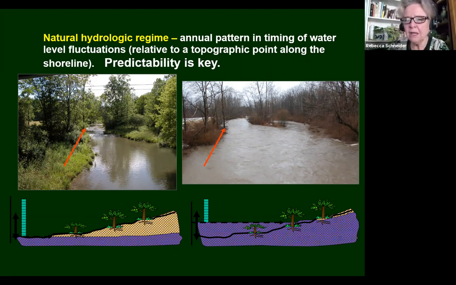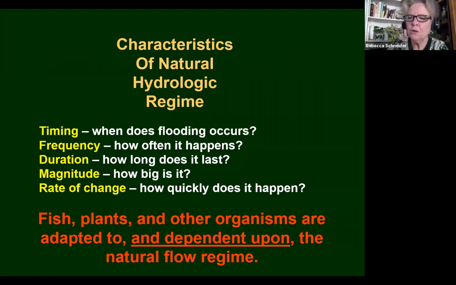The predictability of these natural rises and falls is the key point. They're now called environmental flows, the natural hydrologic regime, and there are five key characteristics: timing, frequency, duration, magnitude, and rate of change. So timing: when does flooding occur? Does it occur in the middle of the summer when everything's growing? Does it occur in the middle of the winter when everything's dormant? How often does it happen? Is it every year or is it once every 50 years? How long does it last? Does it last a day or two, or is it lasting for months?